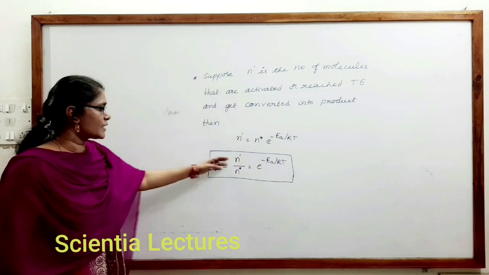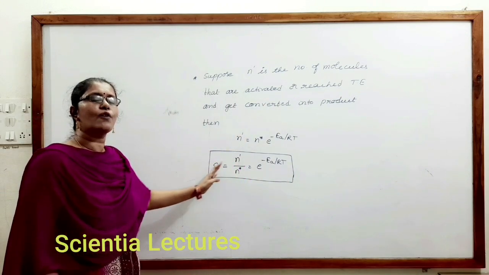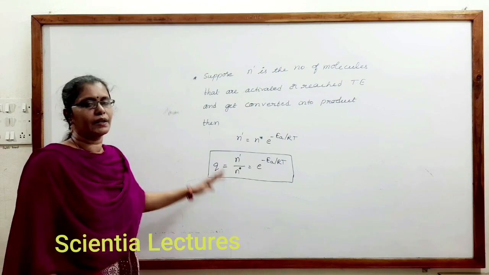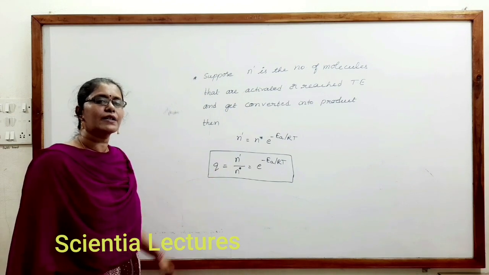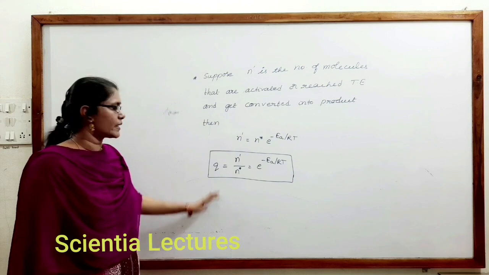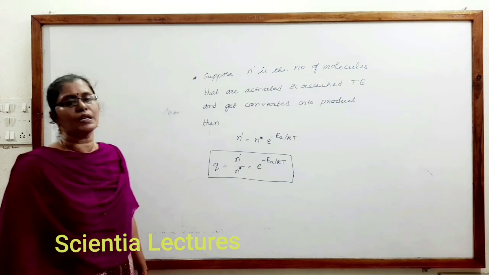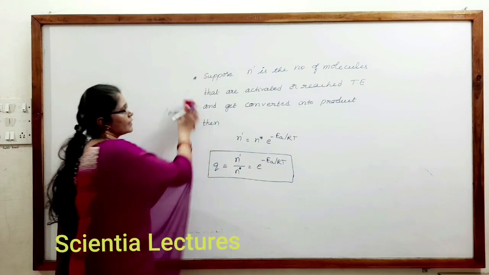N dash by N star indicates the fraction of molecules that are activated. Anyway, we said Q is nothing but the fraction of molecules that are activated. So which implies Q must be equal to e power minus Ea by RT.